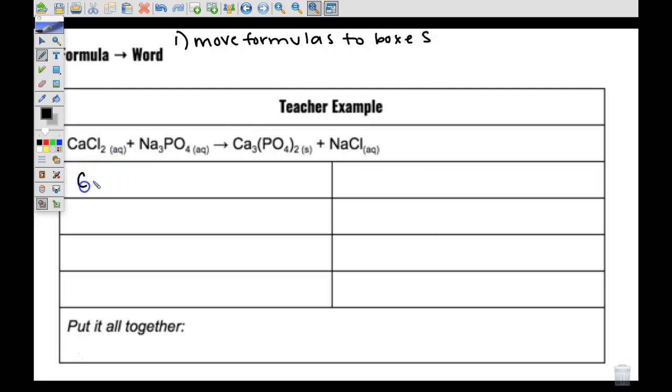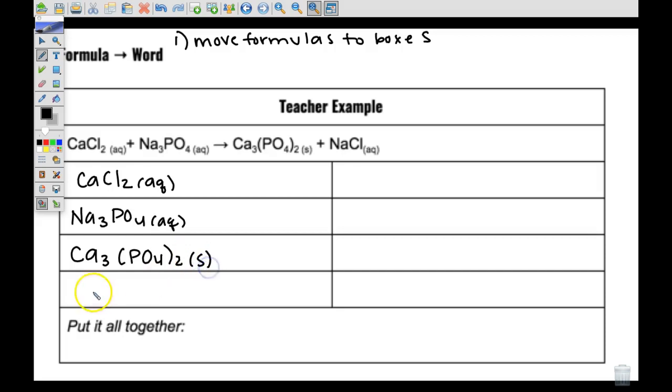So I see I have CaCl2, and it says AQ. And then I have Na3PO4, and that also is AQ. Then on the other side of the arrow, I have Ca3PO4 2. So right now I'm just copying down exactly what I see, and there's an S. And the last formula I see is NaCl, and it's AQ.